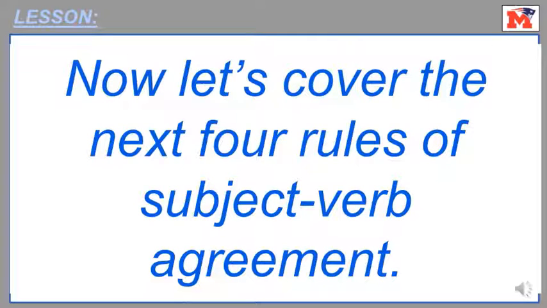Now let's move on to some new material. Let's cover the next 4 rules of subject-verb agreement. So at this point, you do need to begin taking notes on your fill-in-the-blank note sheet. And remember, you'll file it into your binder when you're done, and that will be your study notes for tests and for assignments.